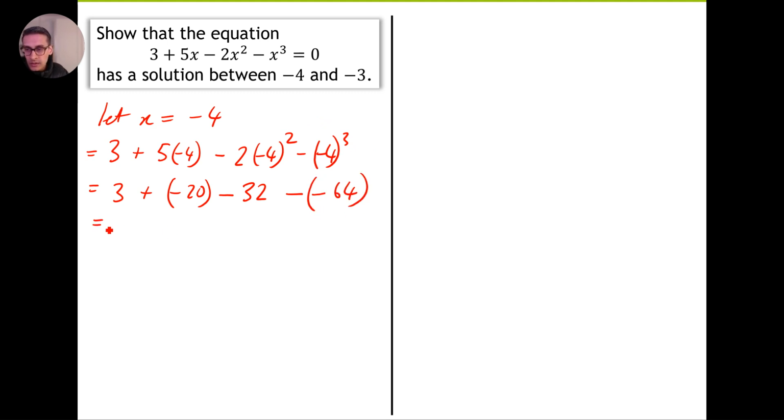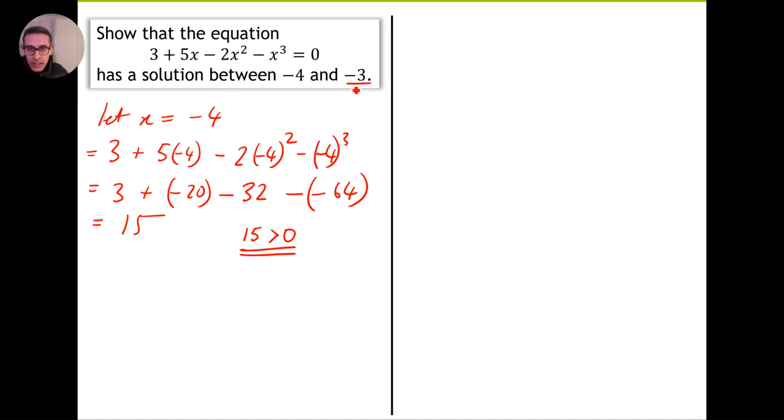So we're going to put this in a calculator. So 3, take away 20, take away 32, plus 64. That gives you 15. So we can see we have to state that 15 is greater than 0. That's just a fancy way of saying 15 is positive.